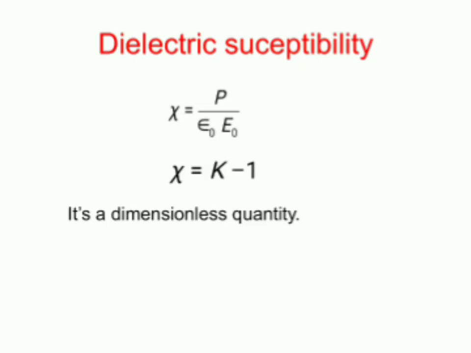Then one more term, dielectric susceptibility. It tells you about the nature of the dielectric, and is defined as the ratio of P divided by epsilon naught into E naught, where P represents the dielectric polarization, which I just told you about, per applied electric field E naught times epsilon naught. It's a dimensionless quantity which is related to the dielectric constant K. According to the relation, susceptibility is K minus 1. So you can observe that K and susceptibility are interrelated. If K is high, susceptibility is also high.